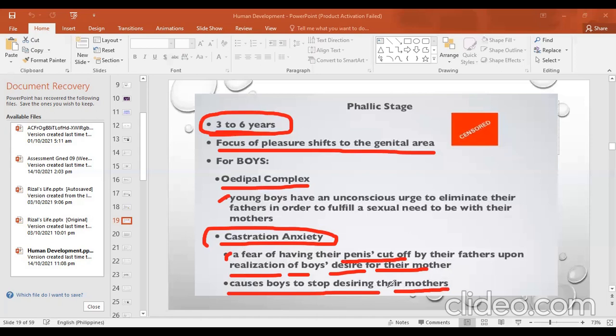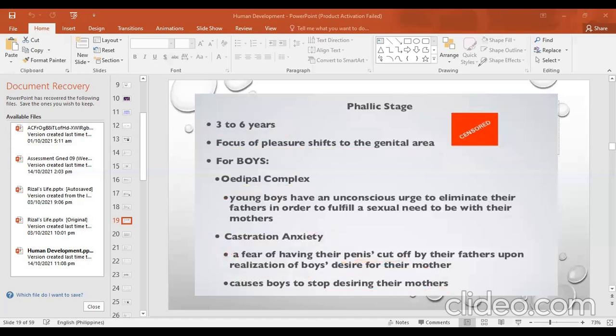So, paano naman kapag napigilan yung sinasabi natin na libidinal or yung pleasure, yung id ni young boy sa kanyang mother. So, ang tendency naman nun ay nagkakaroon tayo ng sexual dysfunction or sabihin na natin as walang gana when it comes to sexual activity kapag adulthood ka na, kapag laki mo. Okay? So, next tayo.